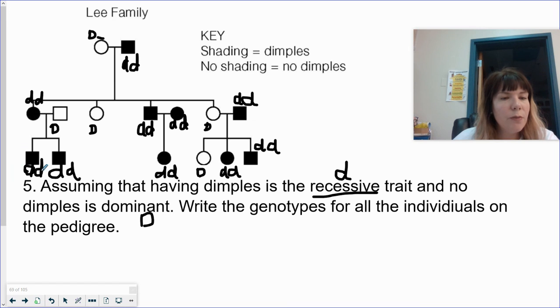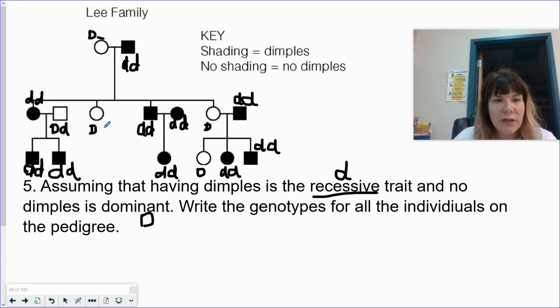Let's look at their children. Both their children had the recessive type, so they both have dimples. Mom can only pass on one of these alleles. So that means that dad had to also pass on a lowercase d. So dad is heterozygous. We know that this daughter received the uppercase D from mom.